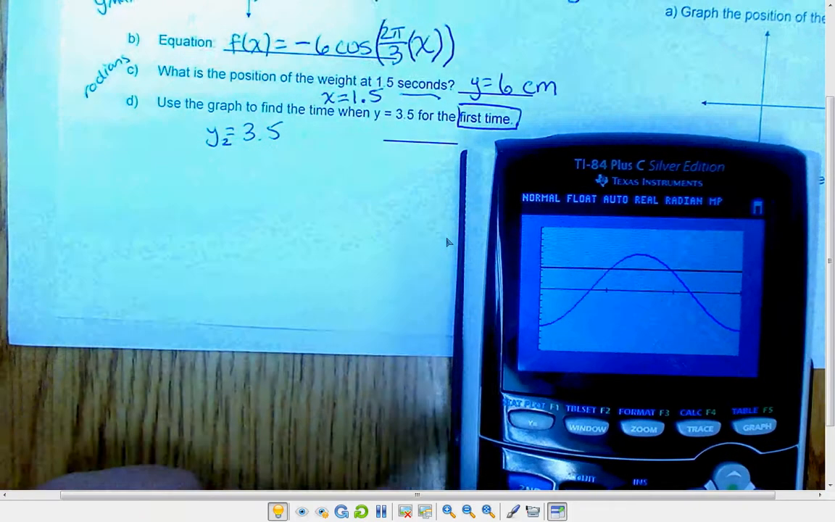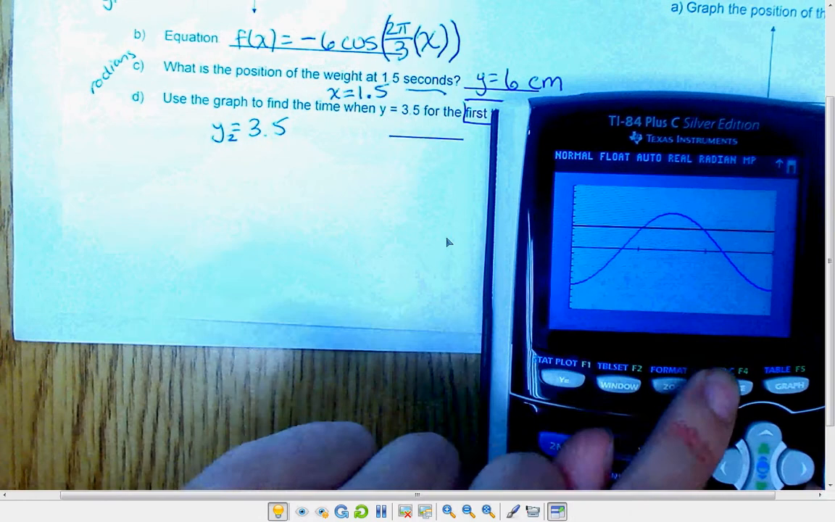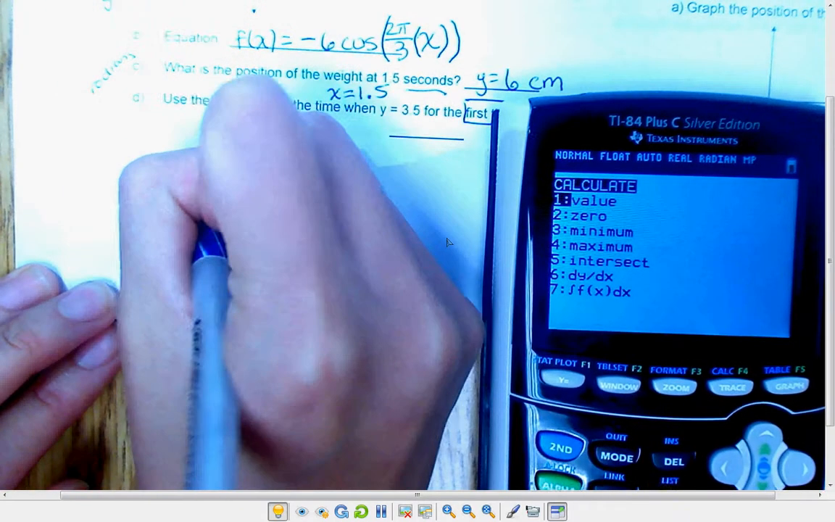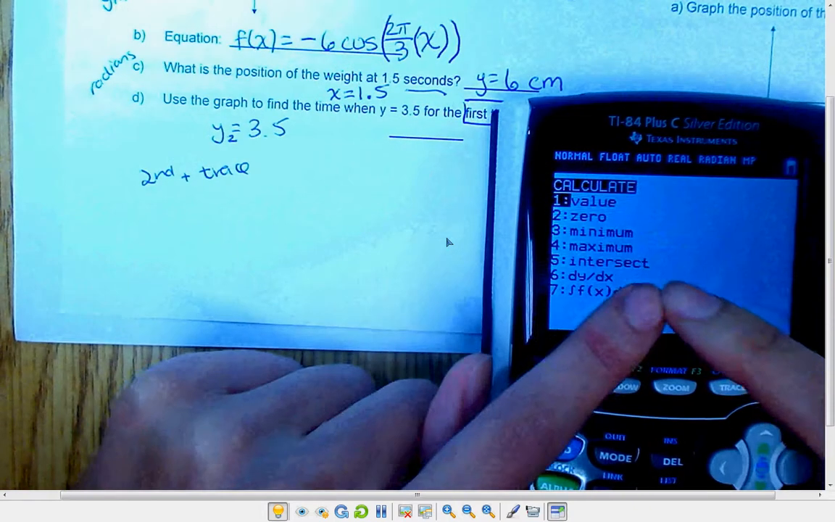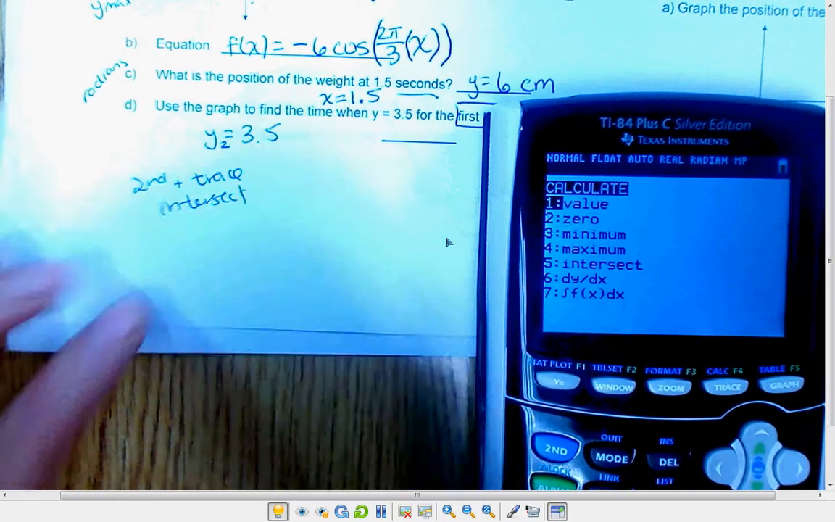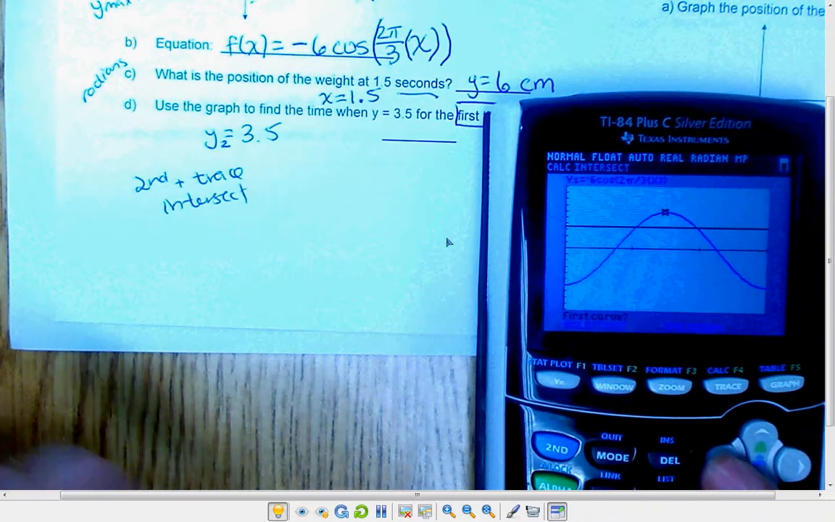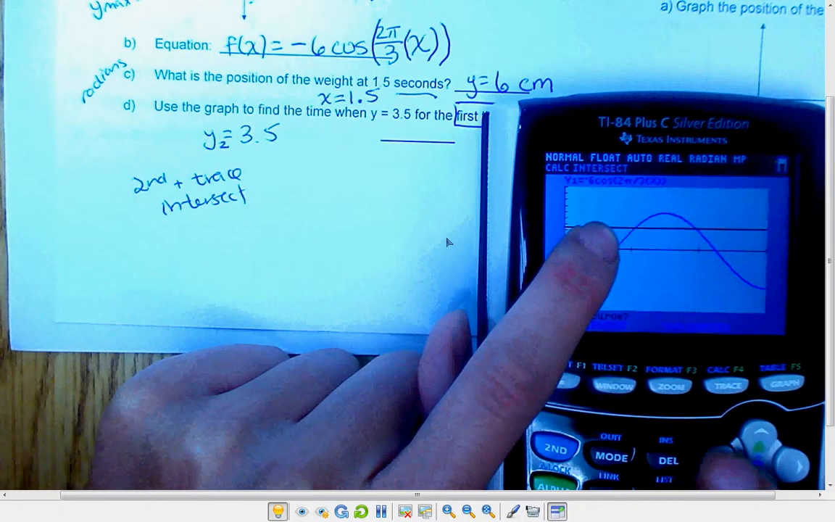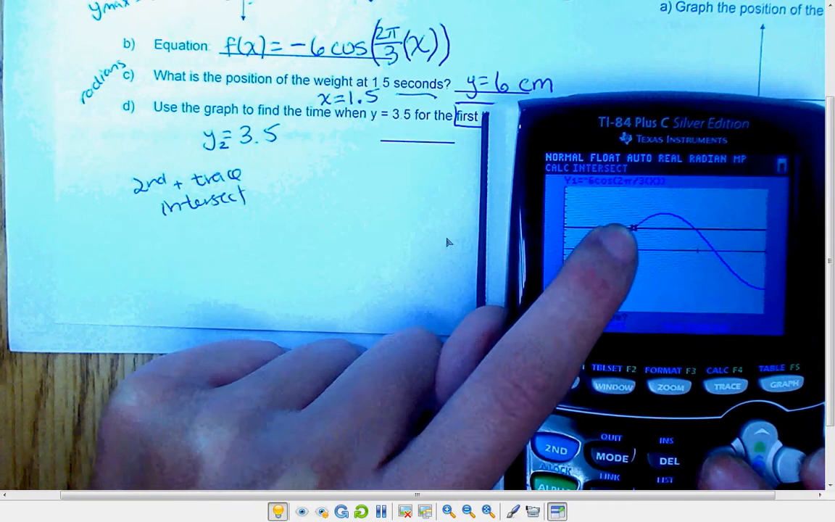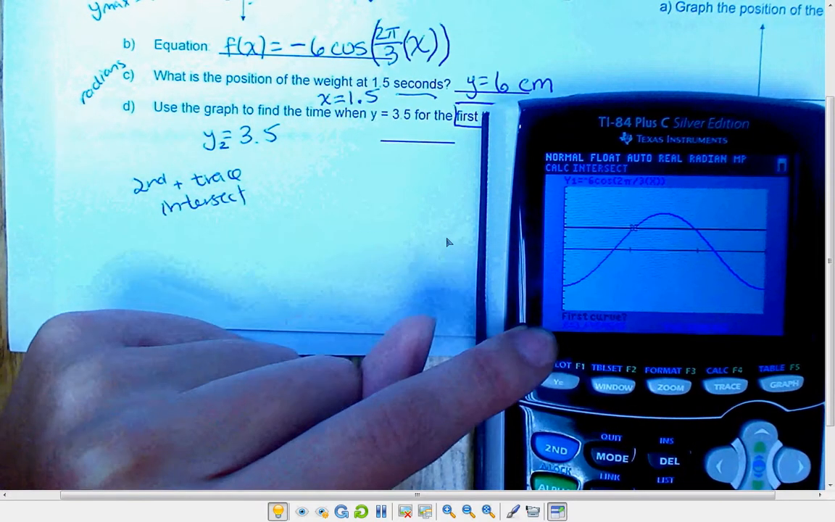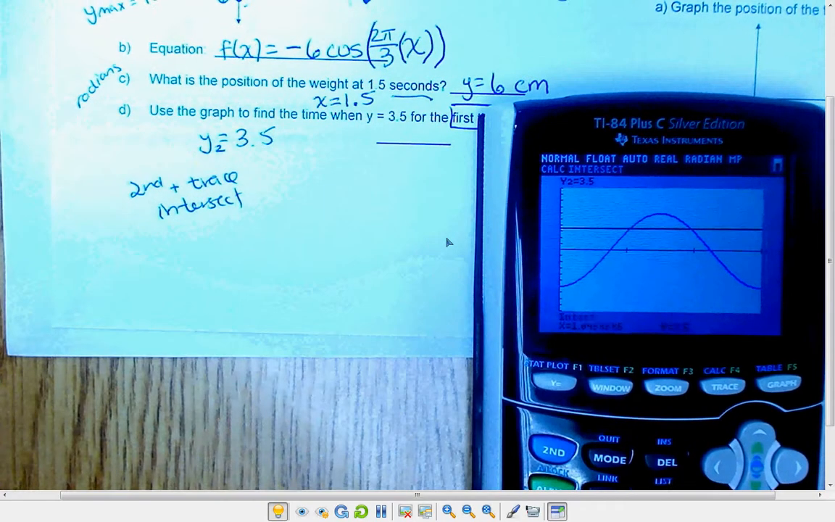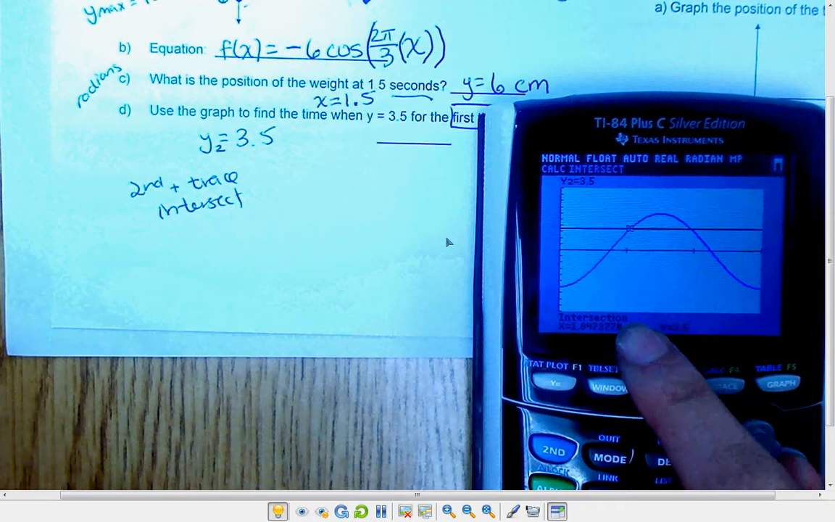To do this, I'm going to go to second trace, so the calc button. I'm looking for where these two graphs are crossing, which is your intersect. Go down to 5. Now I'm going to push the arrow buttons until I get right over this point where they're crossing. I want my cursor to be right over that intersection point. It's going to ask you first curve, you press enter. It's going to say second curve, you press enter. Guess, you press enter again. So you should be pressing enter 3 times and it'll tell you where the intersection is.